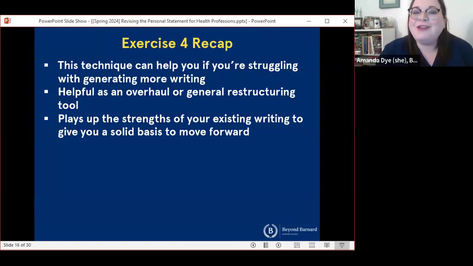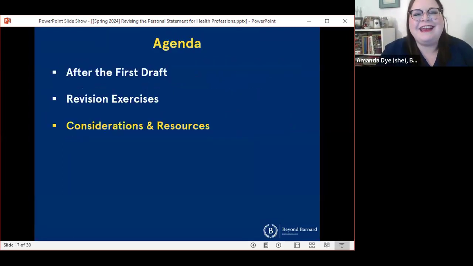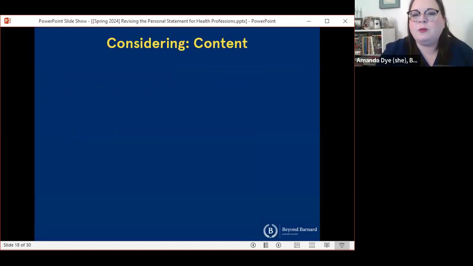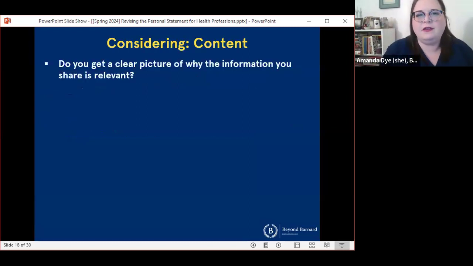Okay. So having gone through all of those exercises, I want to talk a little bit about some things that I encourage you to keep in mind as you're going through different stages of revision. And I want to talk about that from the perspective of all of those areas of revision that we talked about early in the presentation. So first things first, I want to talk a little bit about how to consider revising for content in particular. First, I always want you to ask yourself, does the reader get a clear picture of why the information you're sharing is relevant to this piece of writing, this argument for admitting you to a professional program?